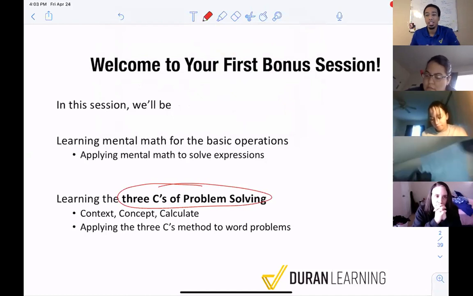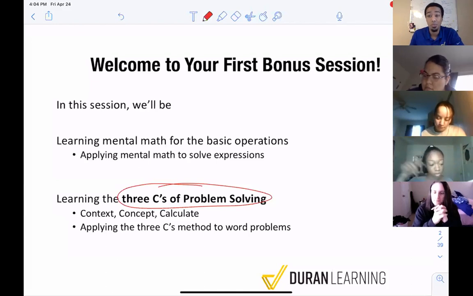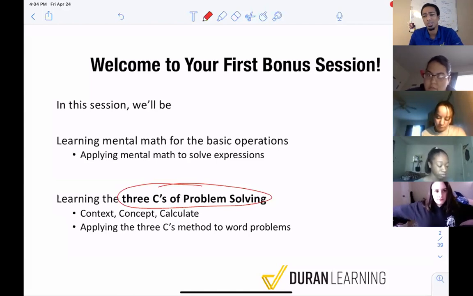But again, the way that it's going to go is learning the mental math on the operations. Then we're going to dive into solving expressions. Then we're going to go into word problems, just like that. And with the time that we have, hopefully we should be able to get through everything, plus some Q&A at the end. But just in case we don't, because obviously we're going to plan for questions and things like that, just know that you're going to get the entire set anyway.